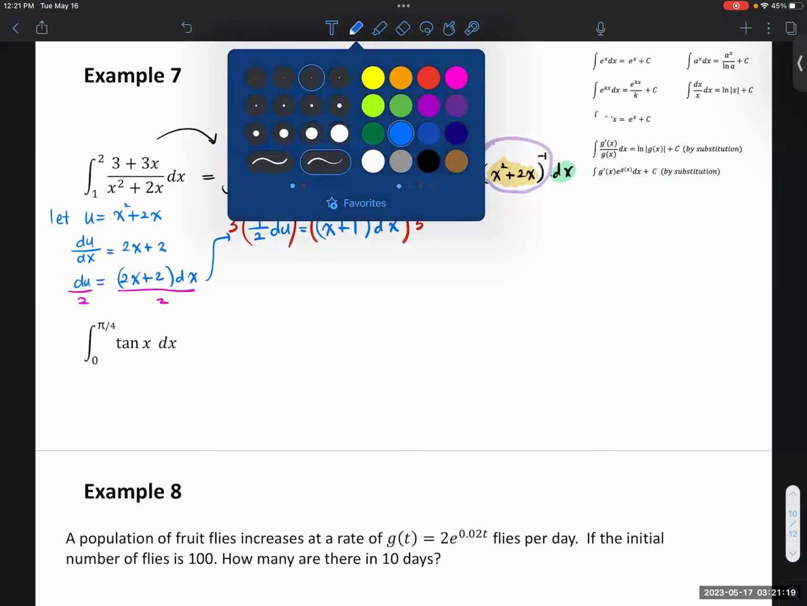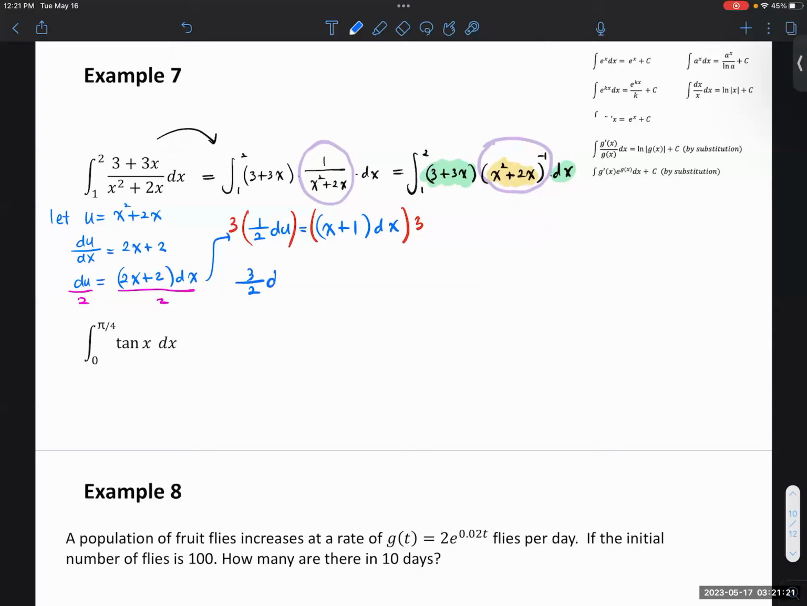So what happened? 3 over 2 du. So 3 is going to be the distributive property. That's actually what I need. So we have 3x plus 3 dx, exactly 3 over 2 du. Okay, we're good. We're done with the substitution.